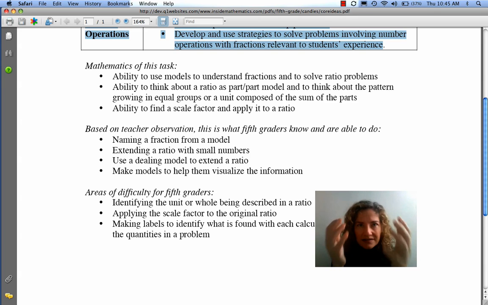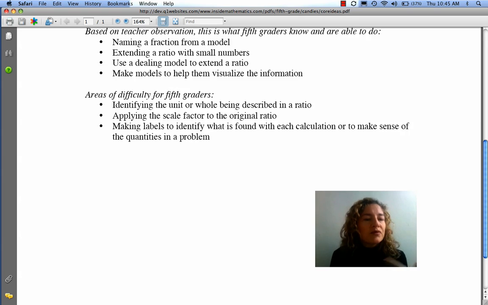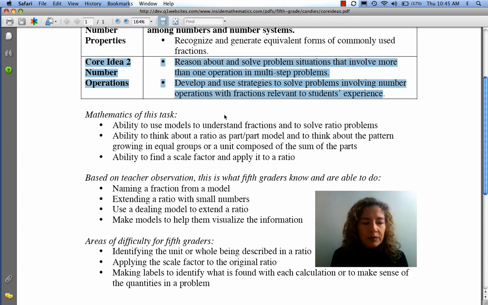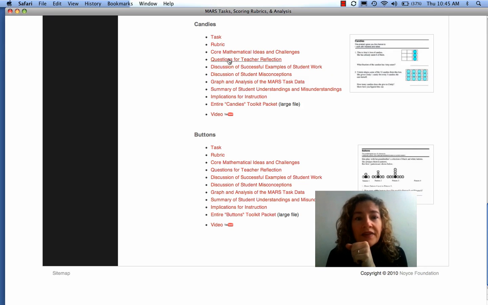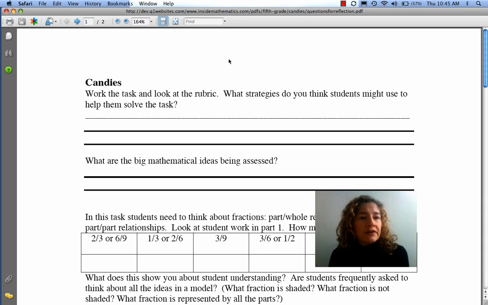All right, so that I can get a sense of how to anticipate the problems or the challenges that they are likely to encounter with this, there are then these questions for teacher reflection.